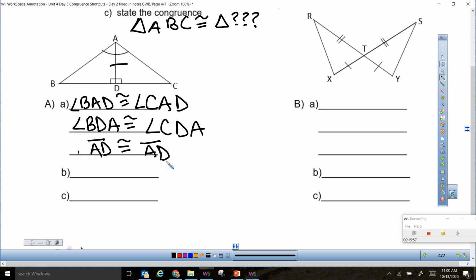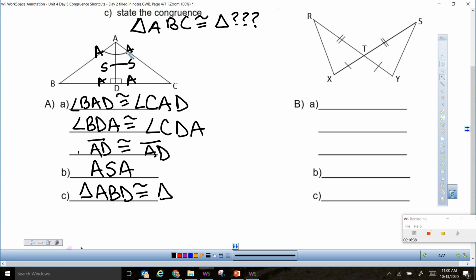Okay, so now for part B, we need to state the postulate or theorem that shows that these two triangles are congruent. So notice we have an angle, a side, an angle, and over here we also have an angle, side, angle. So for part B, those two triangles are congruent by angle, side, angle. And then for part C, we need to state the triangles that are congruent. So we need to say that triangle ABC is congruent to triangle ACD. So that one is kind of the same thing that we were just doing. I just added extra stuff for us to do.